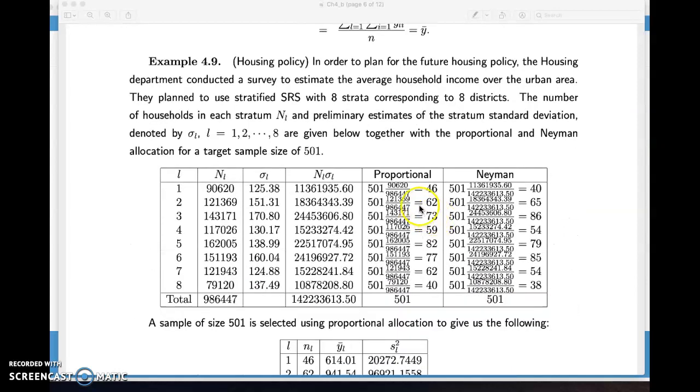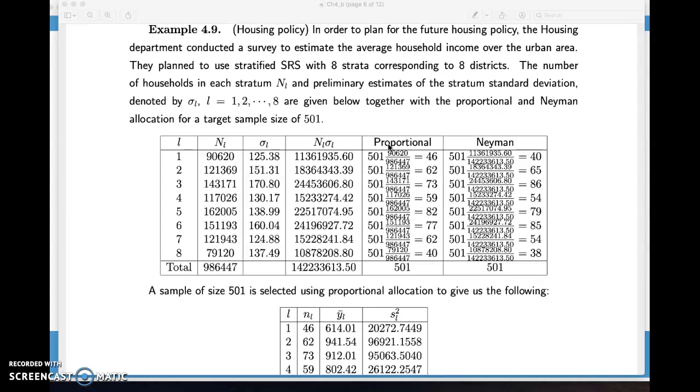Let's consider example 4.9. In order to plan for the future housing policy, the Housing Department conducted a survey to estimate average household income over the urban area. They divided the population into 8 strata. Given each of the stratum populations and the true variability sigma L, we can estimate the proportional allocations of my sample as well as the Neyman allocations.